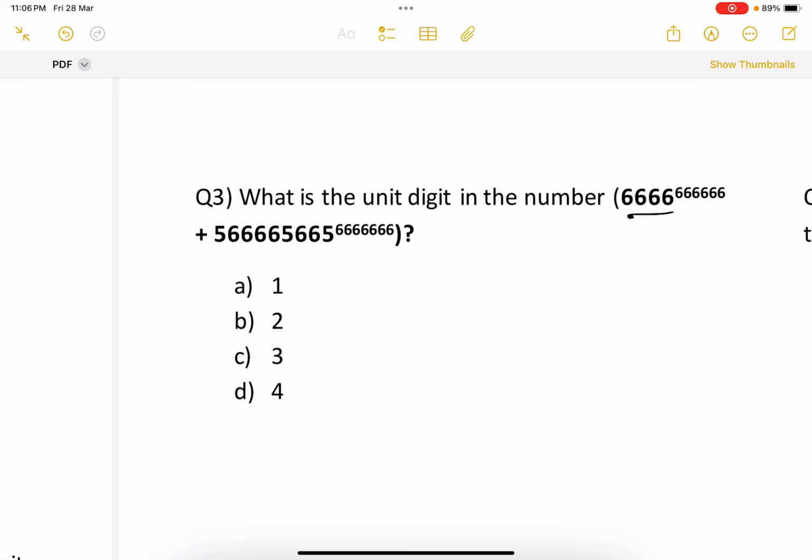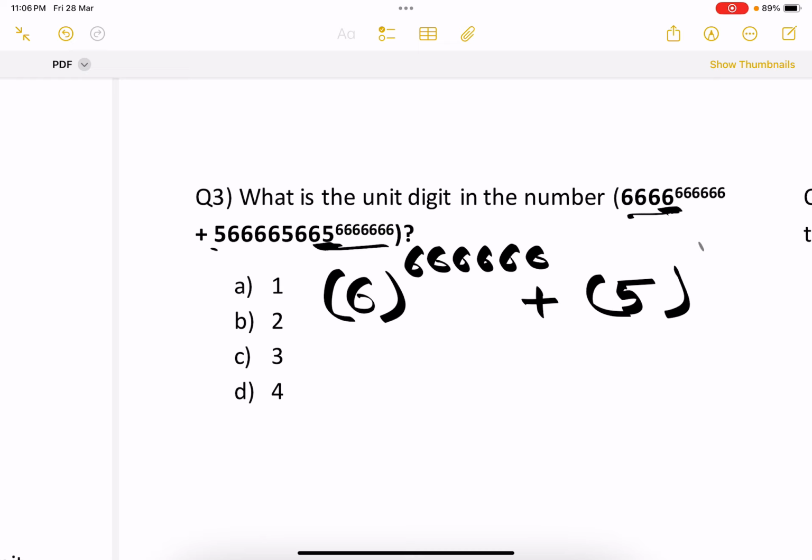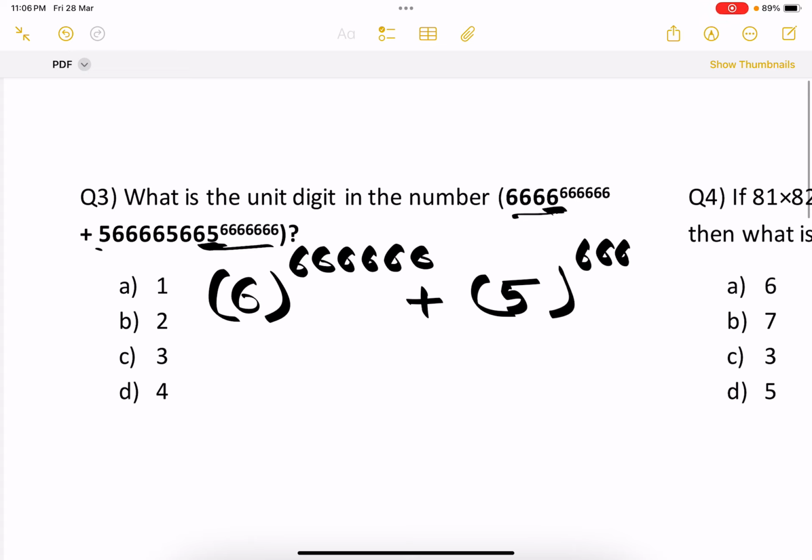the power 66666 and 5666566 to the power 666. Now in case of unit digit, we are only concerned with the unit digits and not the whole number. So we can simplify it like 6 to the power 6666 plus 5 to the power 666 and your 6, how many times it is.